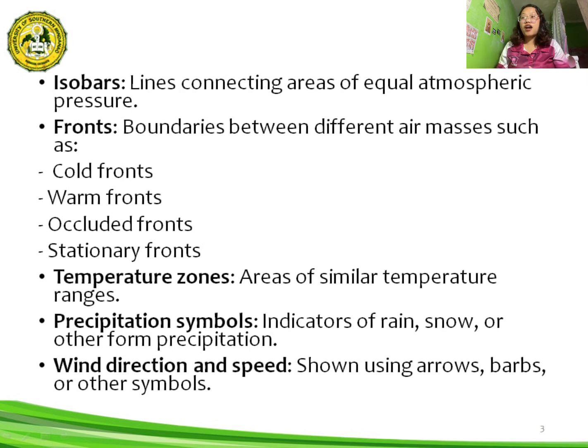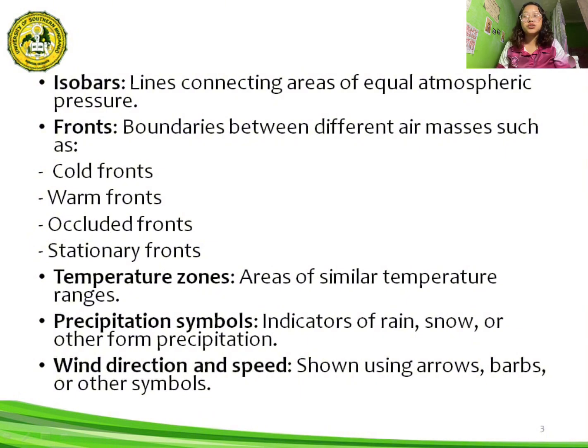Next, fronts. They show where two different air masses meet, and there are four different types of fronts: cold fronts, warm fronts, stationary fronts, and occluded fronts. Then we have the temperature zones, areas grouped together because they share similar temperature. Next, the precipitation symbols, pictures that indicate if it's raining, snowing, or other forms of precipitation. And lastly, the wind direction and speed.